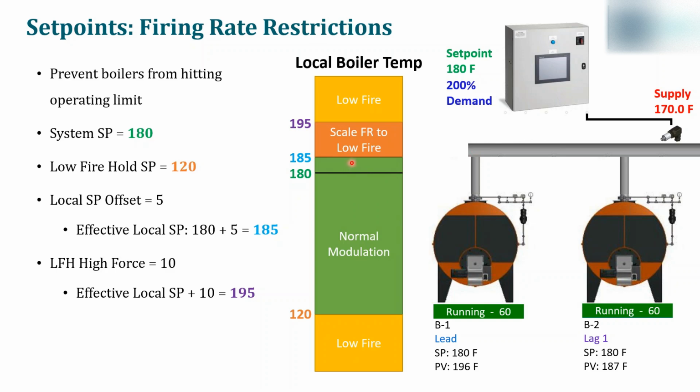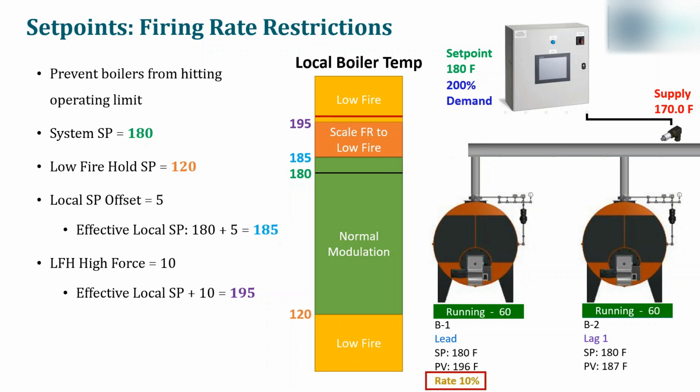That's okay. As soon as the local boiler temperature goes above 185, it's actually going to start scaling the firing rate back, even though the master panel is commanding it to go to 100% firing rate because it needs more hot water to get the supply temperature up to set point. It's going to scale back the firing rate, and it's going to go all the way down to low fire once it gets to 195 degrees. And this way, we try to prevent the boiler from overshooting the set point so far that it turns off on the operating limit.